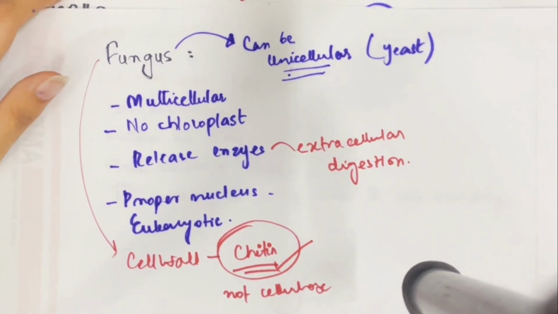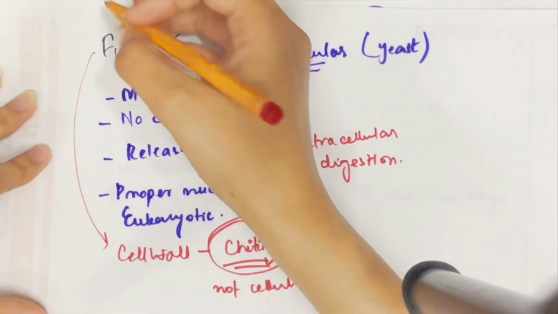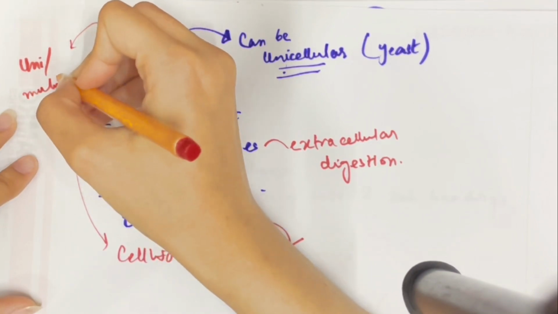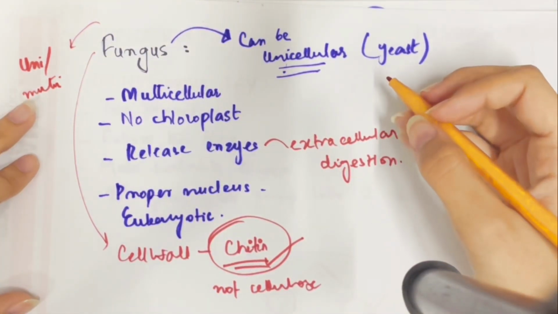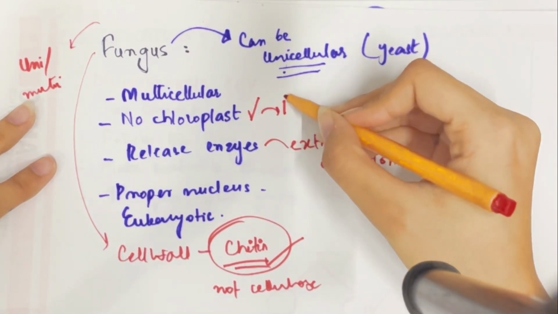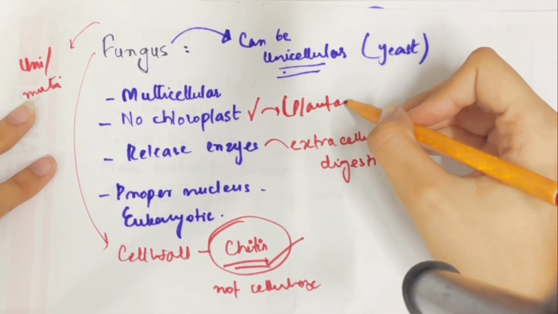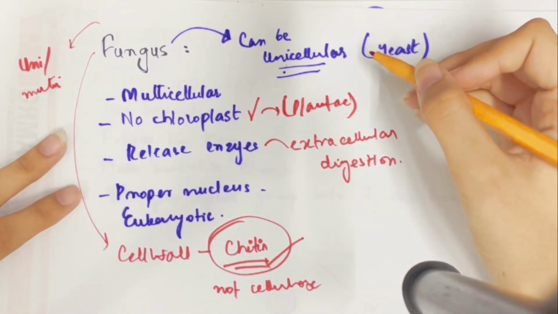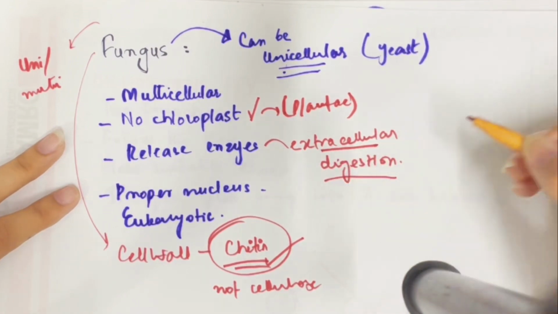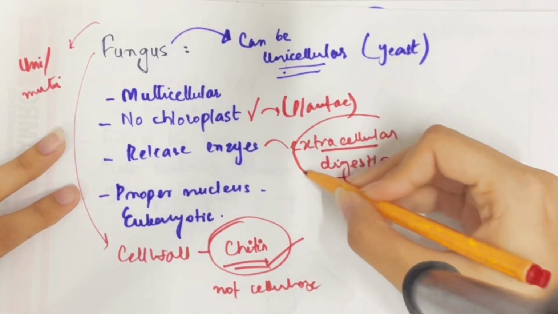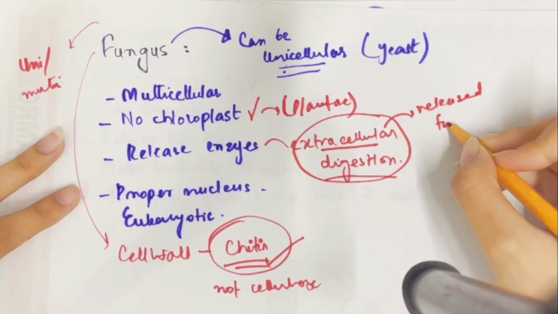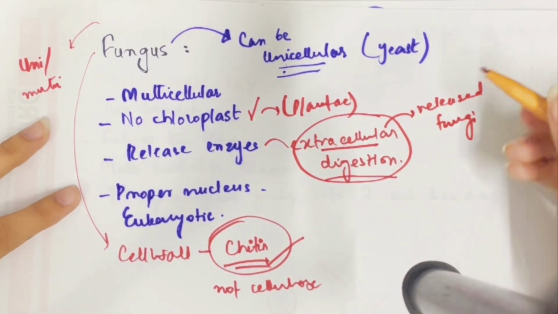For the discussion, next we have the fungi. Fungi can be unicellular and they can be multicellular. They can consist of one cell or multiple cells. They do not have a chloroplast. Only in Plantae do we have the chloroplast, due to which they are termed autotrophic in nature. Now, fungi are responsible for the release of enzymes for extracellular digestion. The enzymes used in extracellular digestion are basically released by the kingdom Fungi, or the organisms included in the fungi.